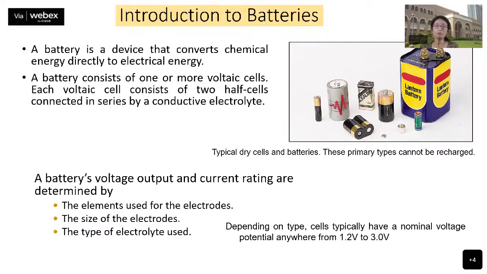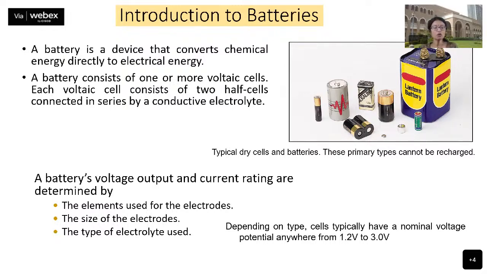So now we come to batteries. So what is a battery? A battery is a device which converts chemical energy directly to electrical energy. And what does a battery consist of? A battery consists of many voltaic cells, and each voltaic cell consists of two half cells connected in series by a conductive electrolyte. So you have two different half cells, you have a conductive electrolyte in between, and when many of these cells are connected together either in series or in parallel, what you get is a battery.